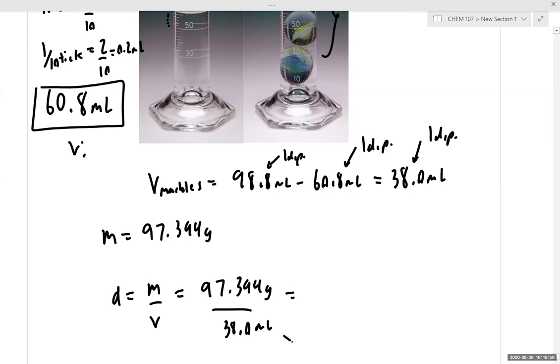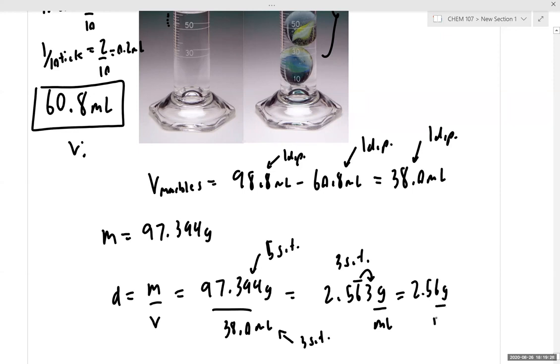The number on the bottom has 3 sig figs. The number on the top has a massive 5 sig figs. Our final answer should have 3 sig figs. That gives us 2.563 grams per milliliter, which we then round to 3 sig figs. 3 is less than 5, so we round this number to 2.56 grams per mil. So make sure you follow the significant figure rules when calculating density via water displacement.